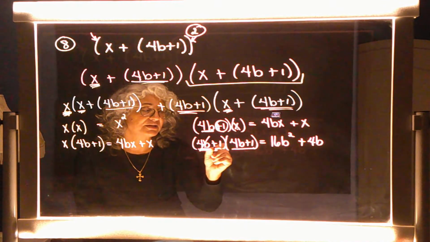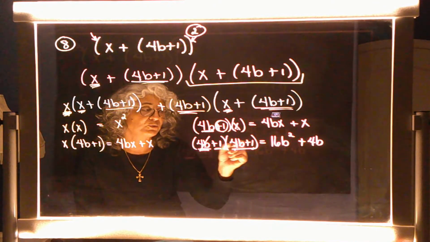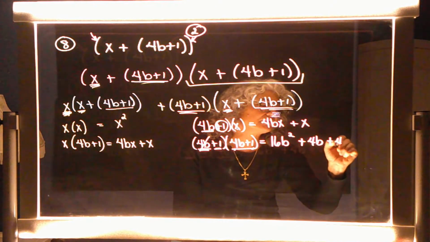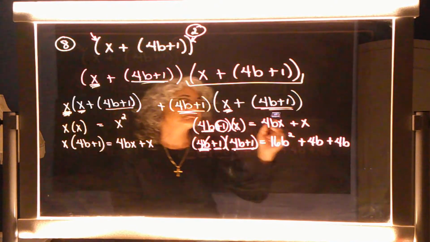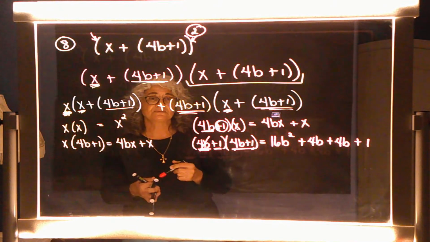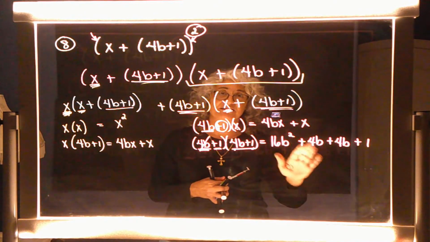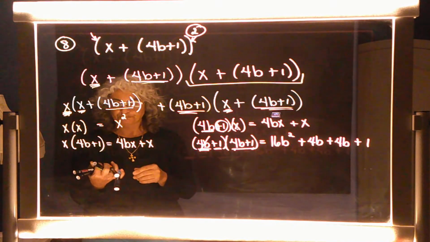Now I have to take this positive 1 and multiply by both of them. So a positive 1 times 4b is a positive 4b. And then a positive 1 times a positive 1 is a positive 1. Cool? Yeah, and some of you are noticing you can add things together here, right? Okay, so hold on to that thought for just a second.